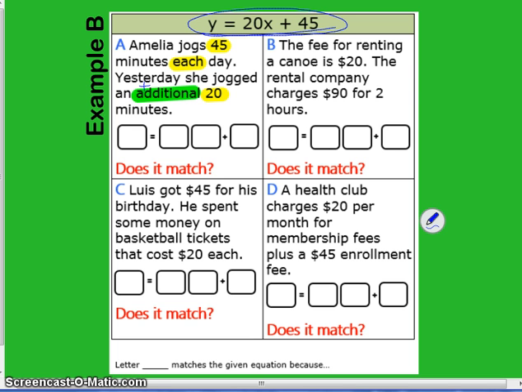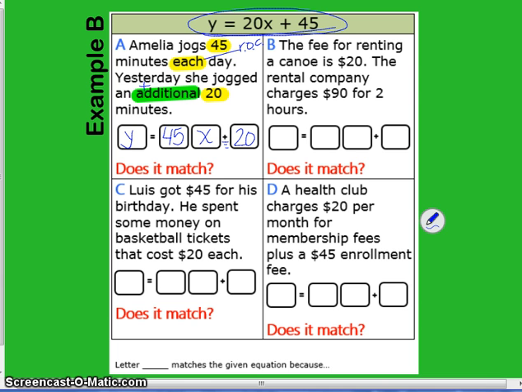So it says she jogs 45 minutes each day. So anytime I see the word per or each, that tells me that that is my rate of change. That is my rate of change. So 45 would go in my rate of change box. And I can fill in my y and my x. And that additional tells me I'm adding. So I have that addition symbol here, and I'm adding 20.